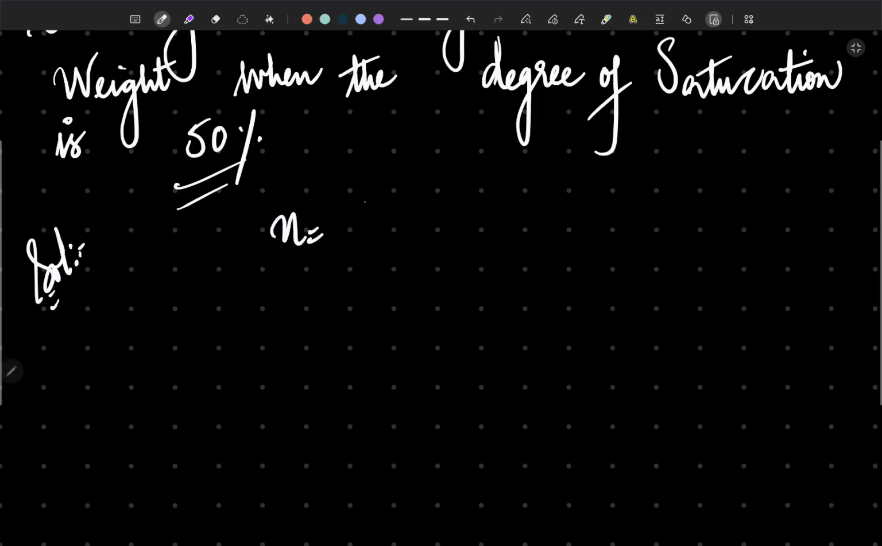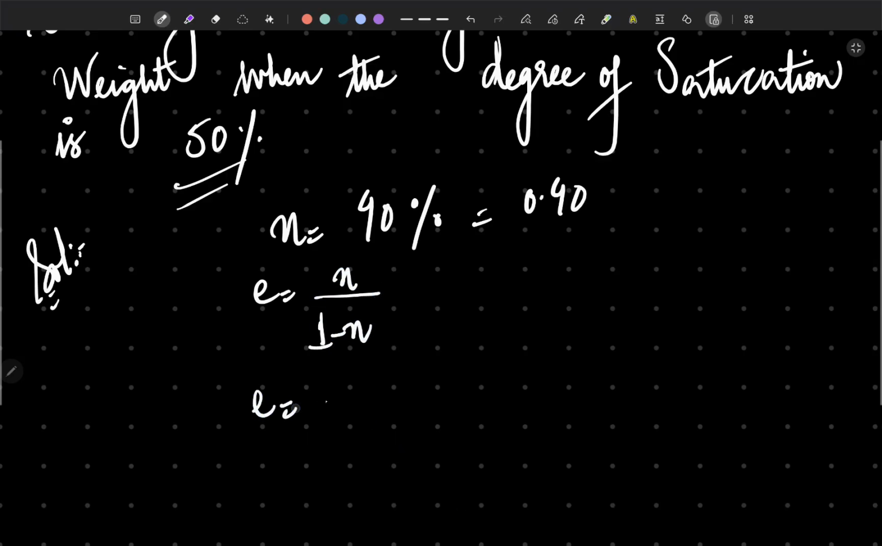Porosity is given as 40%. We can find the void ratio using this formula. So void ratio is 0.40 divided by 0.60, which is 0.66.